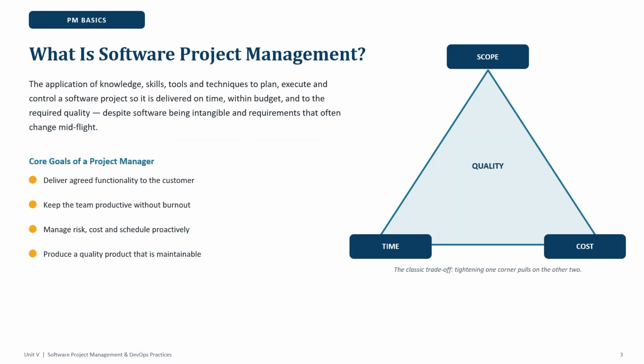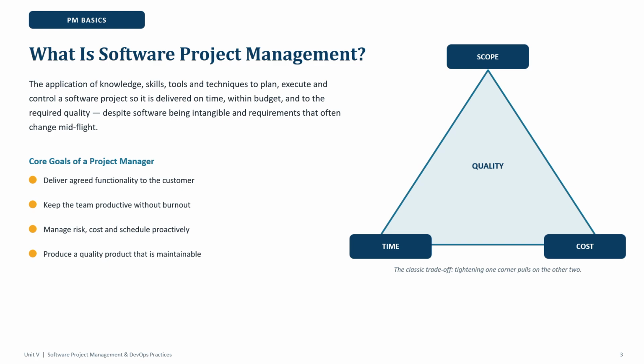So the first one is our PM basics: what is software project management. In this, first one is scope, then time, then cost, and this is the quality. It is the application of knowledge, skills, tools, and techniques to plan, execute, and control a software project within budget and to the required quality, despite software being intangible and requirements that often change midflight.